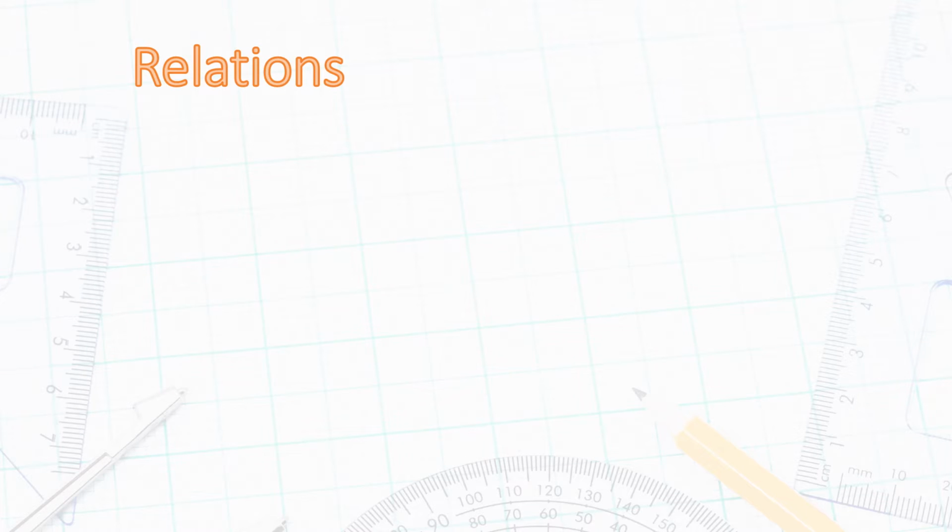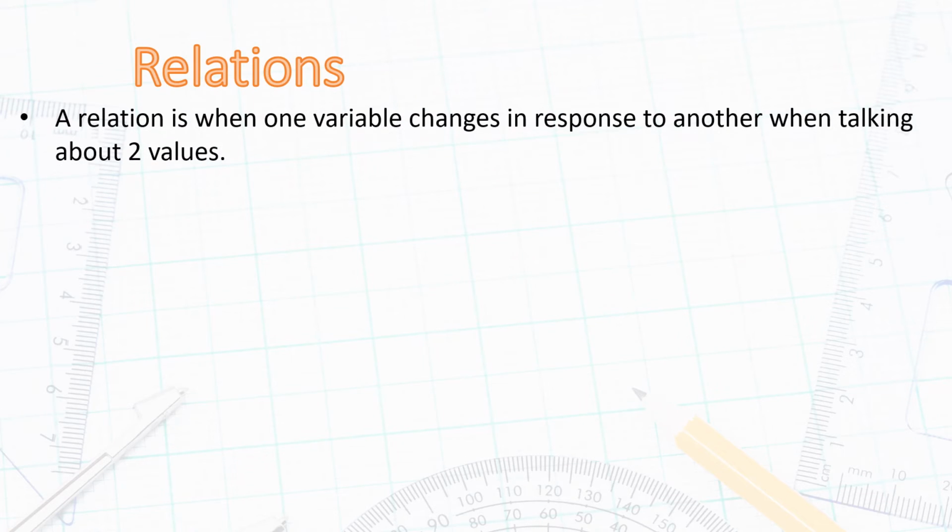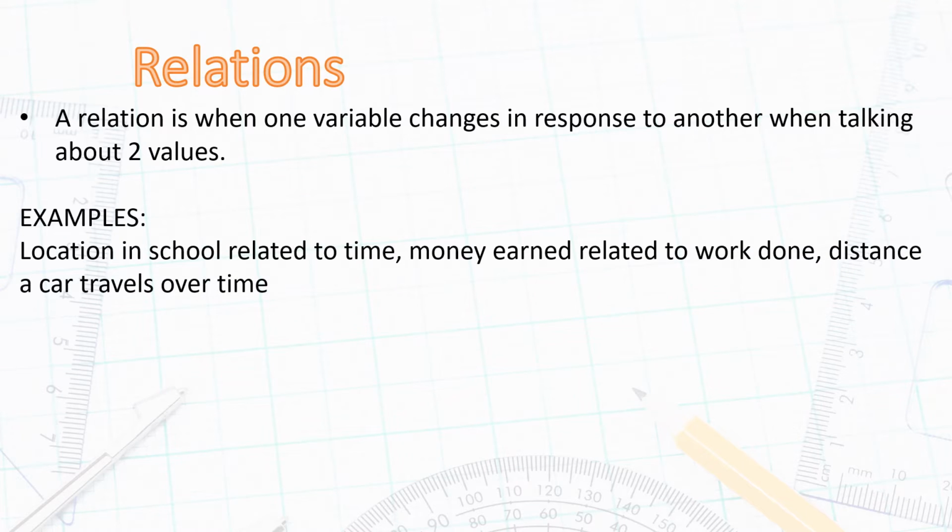All right, let's kick it off with relations. So relation, when we're looking at two different things and they're changing in response to one another, we say, okay, there's a relationship there. When we graph it, it's a relation. So relationship, there's something linking two variables, and then when one changes in response to the other, we have a relation. So like some things you might see on a daily basis, like your location in the school is related to the time of the day.